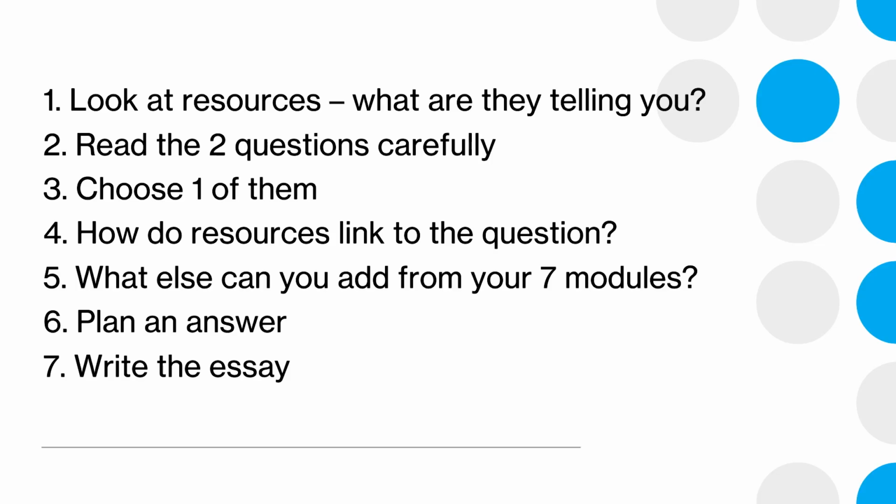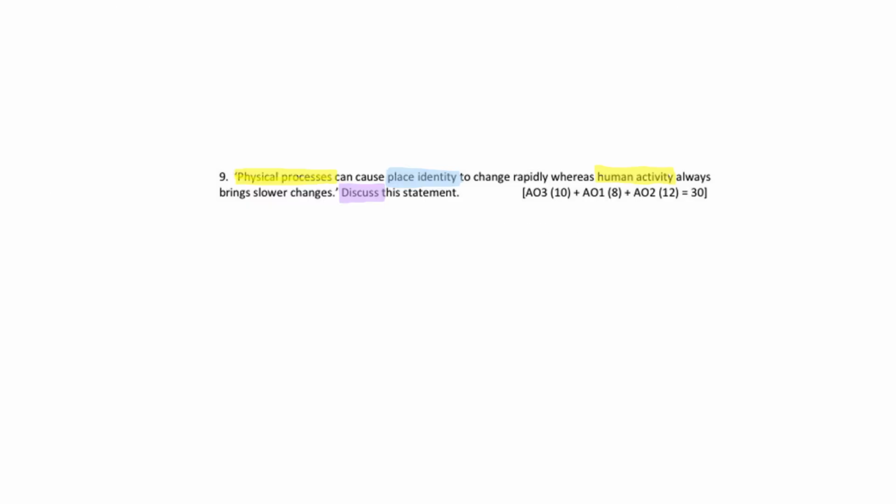But then you will have a choice of questions. This one is a practice question that the exam board sent, so there's only one of them. So actually we can skip over number 2 because there is only one question to choose from. Physical processes can cause place identity to change rapidly, whereas human activity always brings slower changes. Discuss this statement. Okay, so I've done some highlighting.